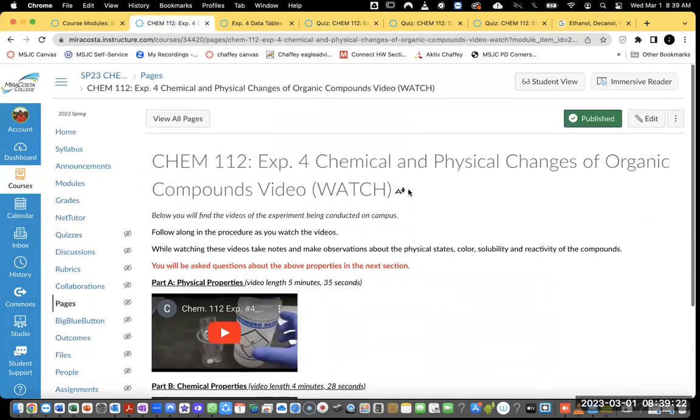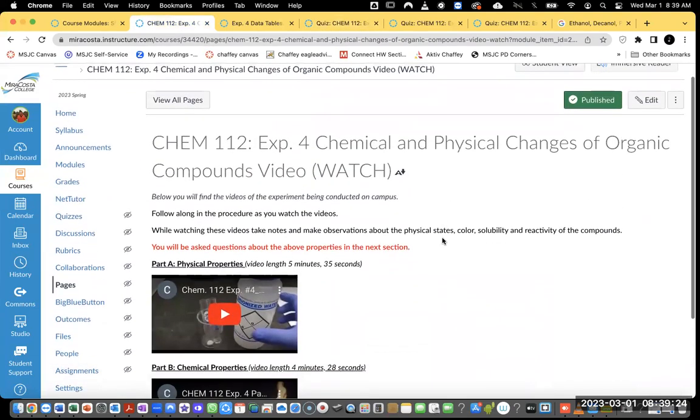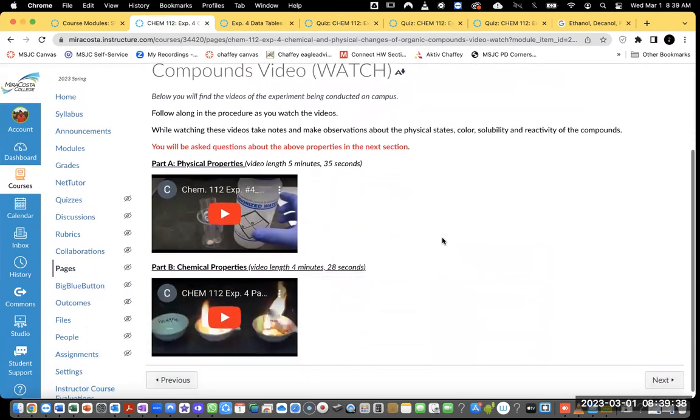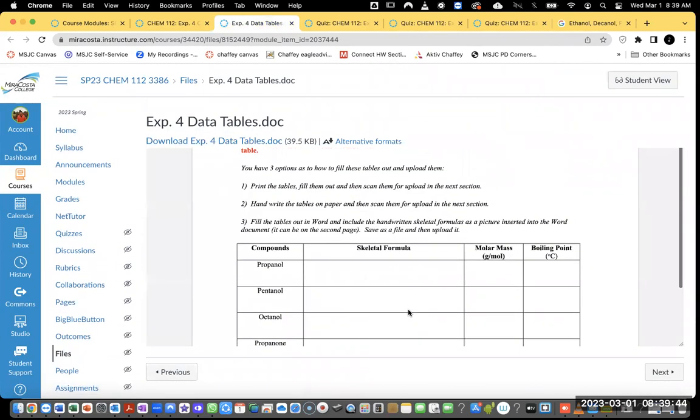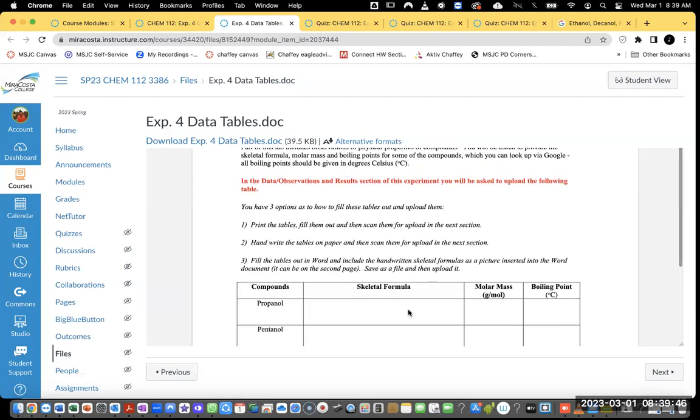So basically, guys, for this week, we're talking about the chemical and physical properties of the organic molecules. And at the same time, we'll also be looking at the inorganic molecules so that we can compare and contrast. So in this lab, you will be watching these two videos, which provide you with all the observations for this experiment. And you are provided with this handout just like every week.